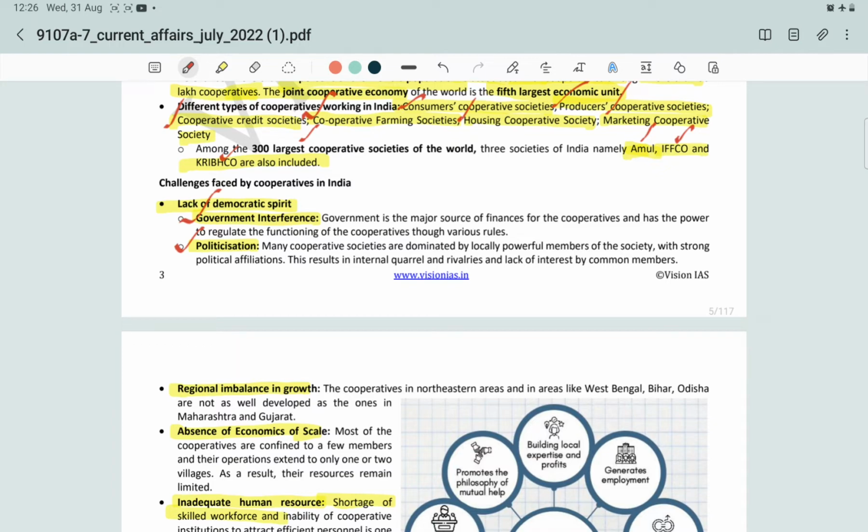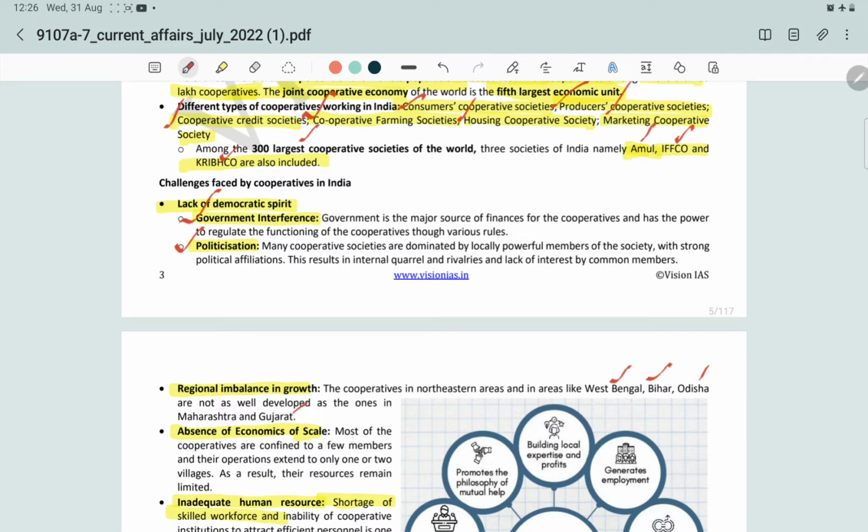And then regional imbalance in growth. The cooperatives in northeastern areas and in areas like West Bengal, Bihar and Odisha are not as well developed as in developed states like Maharashtra and Gujarat.